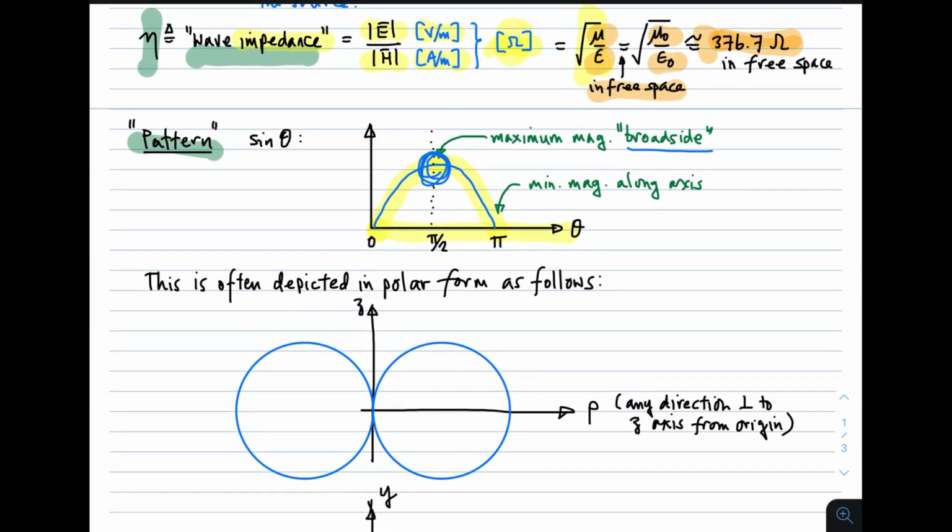Now that same picture is often depicted in polar form as follows. This picture is the exact same picture I just showed you, except now in polar form. So here's the z-axis. Here is the rho axis. Rho means any direction perpendicular to z, right? So this is a picture you get in the x-axis. This is a picture you get for the y-axis, and so on. Once again, we see maximum magnitude in the rho direction, that is x or y or any direction perpendicular to z. And then we see what we'd refer to as a null along the z-axis. There is a zero electric field in the direction in which the current moment points, or in the opposite direction.